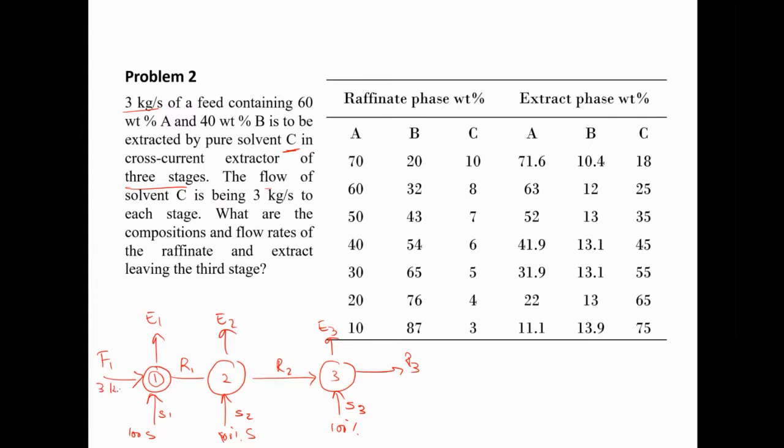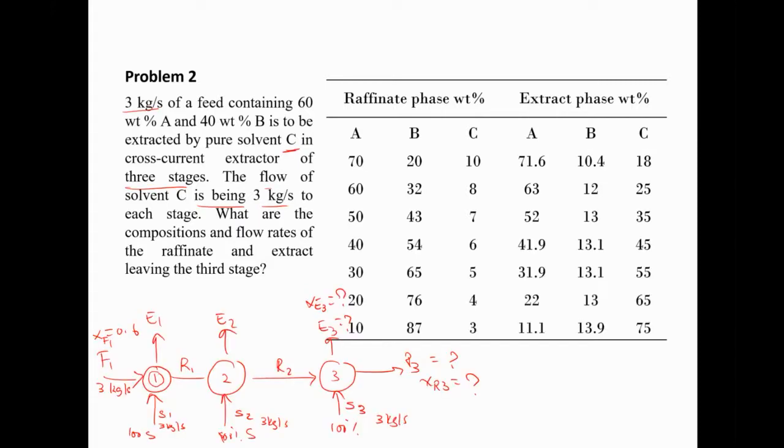The flow rate of the feed is 3 kilograms per second, and I know X feed is equal to 0.6 here. The flow rate of the solvent is 3 kilograms per second to each stage. So 3 kilograms per second, 3 kilograms per second, 3 kilograms per second. What are the compositions and flow rates of the raffinate and extract leaving the third stage? So what would be this value R? And what would be XR3 also? And what would be the value of E3, and what would be the value of XE3?